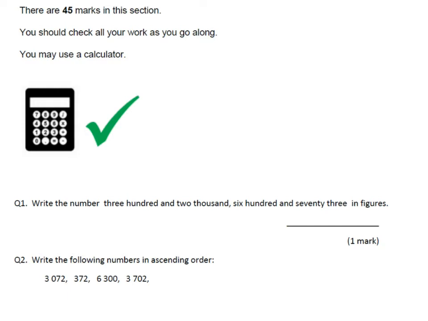Let's start with question 1. Write the number 302,673 in figures. So we have 302,673. So on the answer line, 302,673. And that's worth 1 mark.